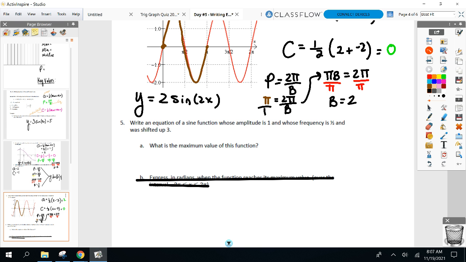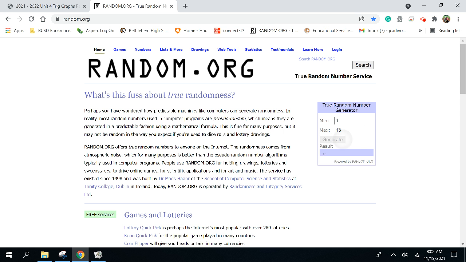Five, go ahead, write the equation. There's a part A, but there's a question before that. Write a sine function, amplitude of 1, frequency 1/2, shift up 3. No formulas needed. You got everything. All right, let's hear it now. What's the equation?